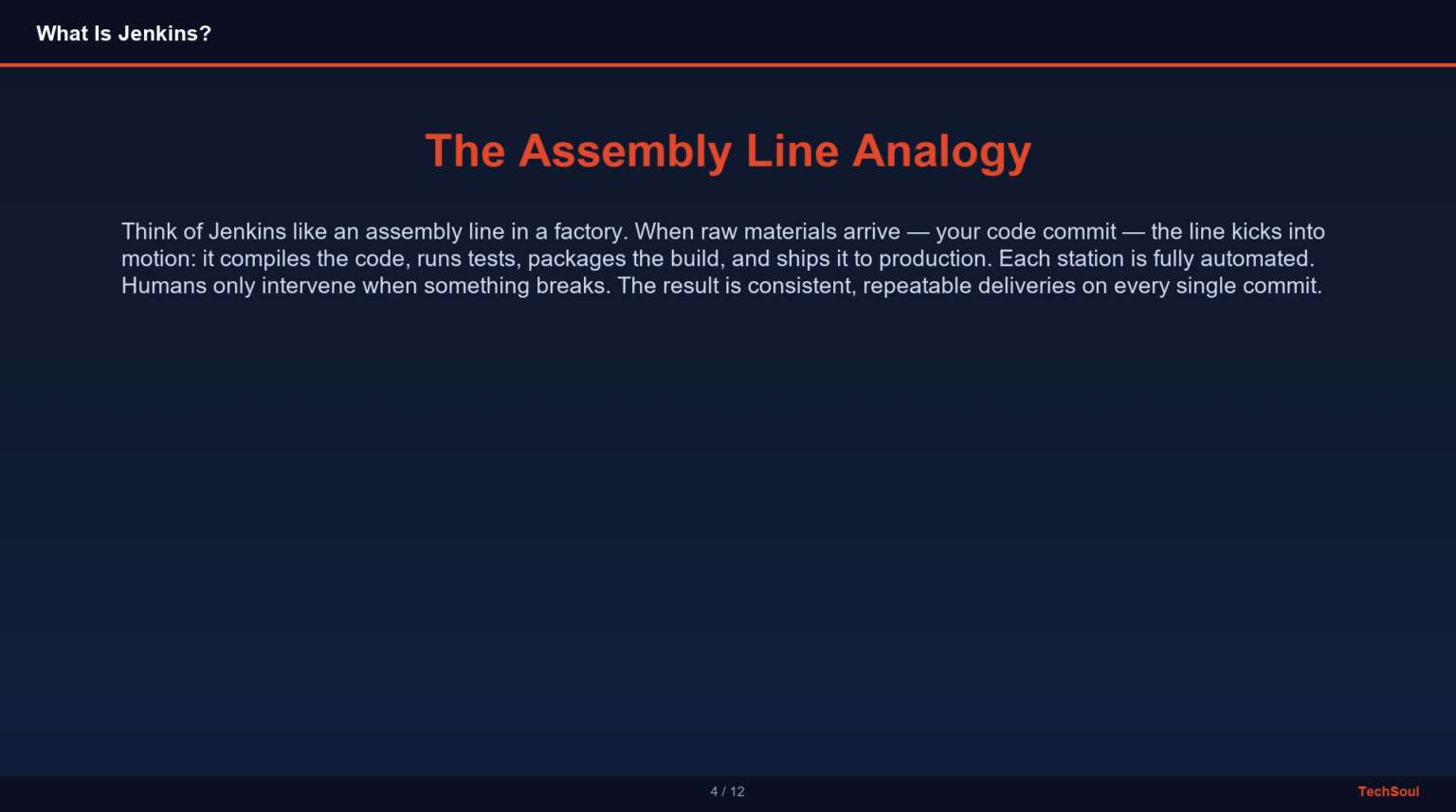Think of Jenkins like an assembly line in a factory. When raw materials arrive, your code commit, the line kicks into motion. It compiles the code, runs tests, packages the build, and ships it to production. Each station is fully automated. Humans only intervene when something breaks. The result is consistent, repeatable deliveries on every single commit.